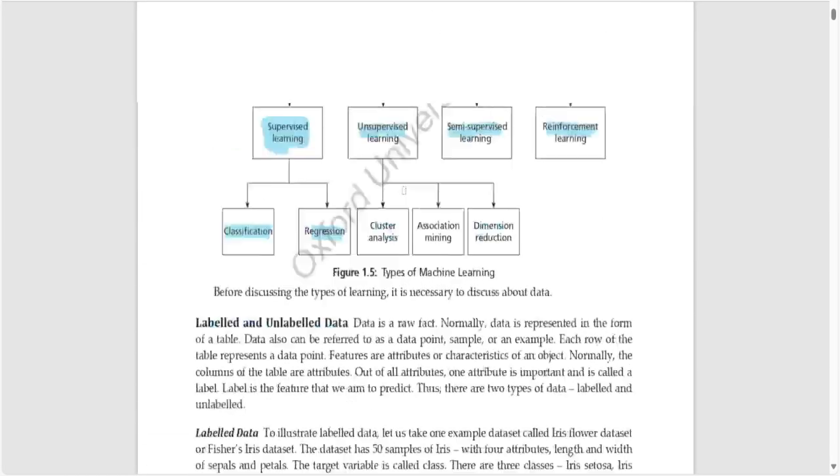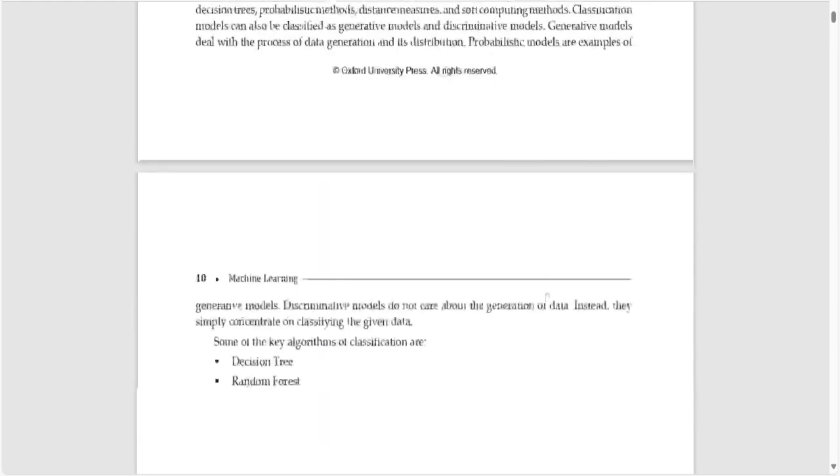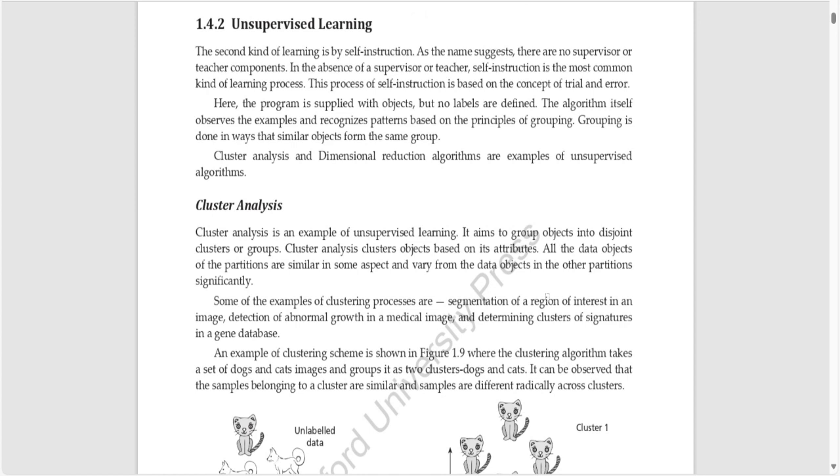Now we'll come to unsupervised learning. These are of three types: cluster analysis, association mining, and dimension reduction. Unsupervised learning is like self instruction. It has an unlabeled data set, and it doesn't use any supervisor or teacher for training the data. So what it does is a trial and error method. It takes some attributes and distinguishes among the objects.